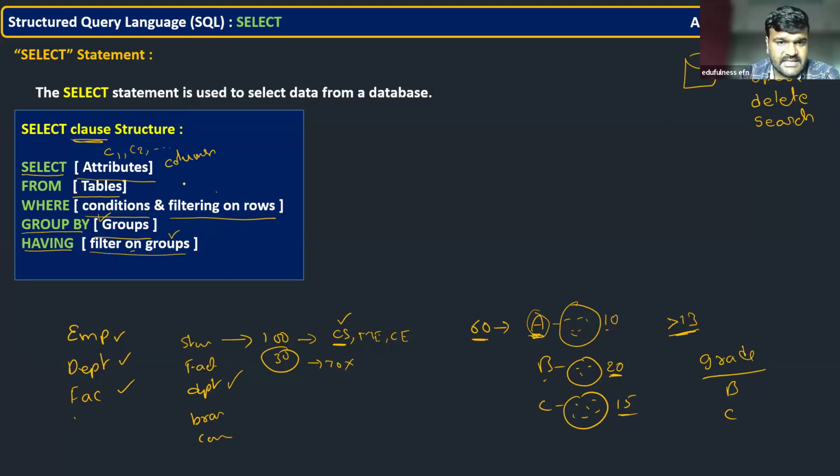So in the previous EMP table, 8 columns are there. Suppose I need only 2 columns in the output: EMP number, E name. So what is happening? You filtered the remaining columns, right? That's filtering the columns. So observe: the select clause filters the columns, the where clause filters the records, the having clause filters the groups. This is one of the important things.